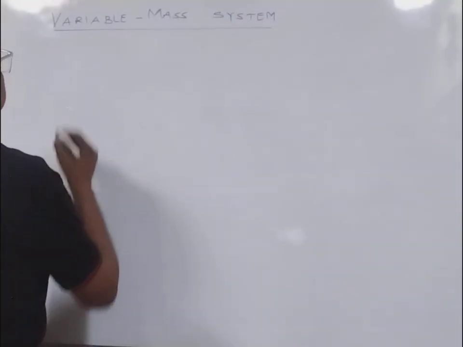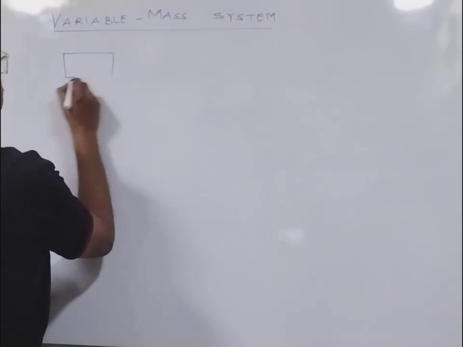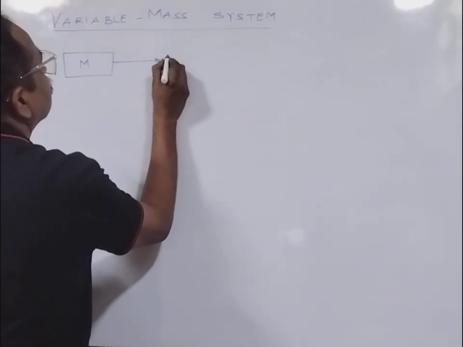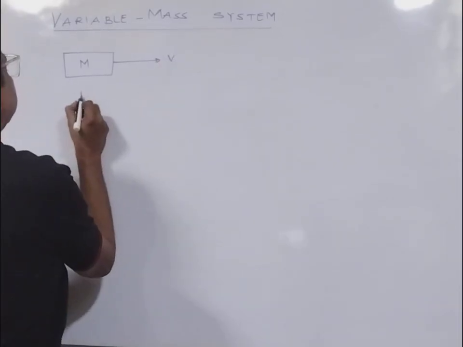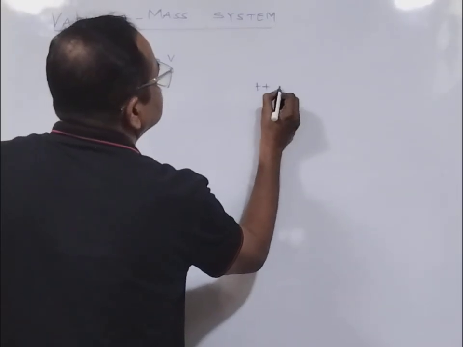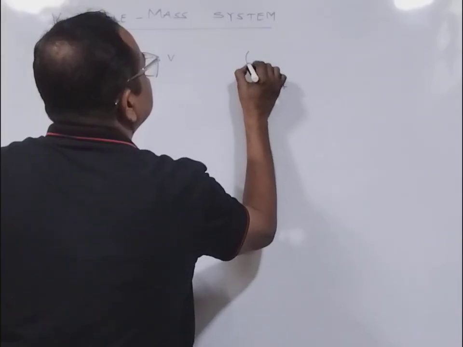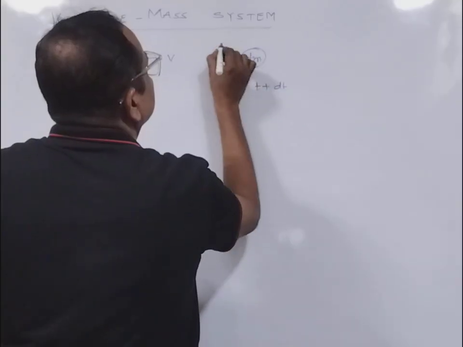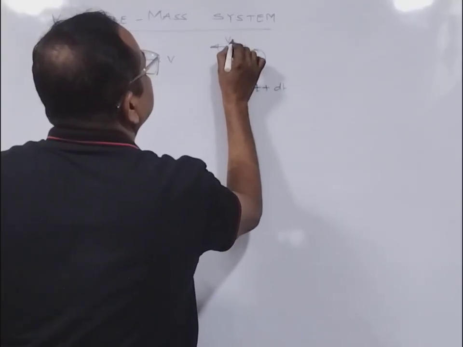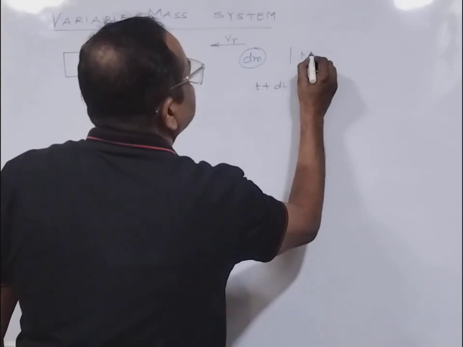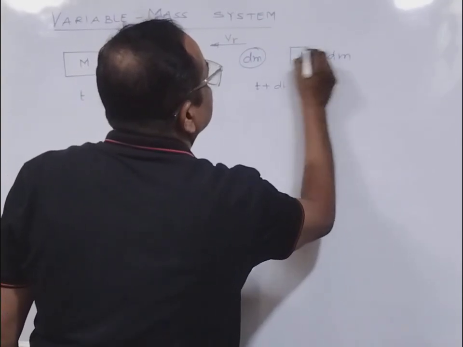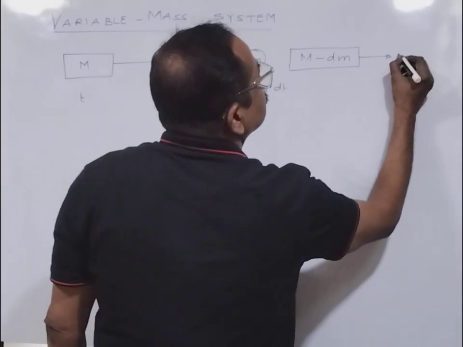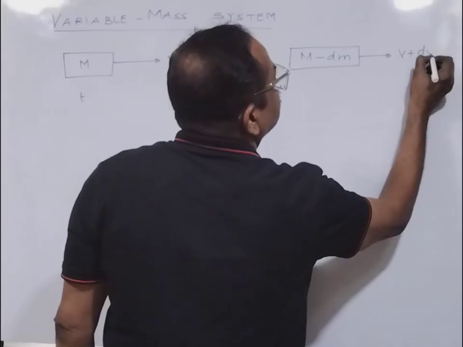For that, we consider a mass m moving with velocity v in time t. After time t plus dt, it will leave some of the mass, that is dm, with a relative velocity with respect to the given mass, which is moving forward. The remaining mass will be m minus dm, so that dm mass will give a thrust, and its velocity will increase by dv, that is v plus dv.